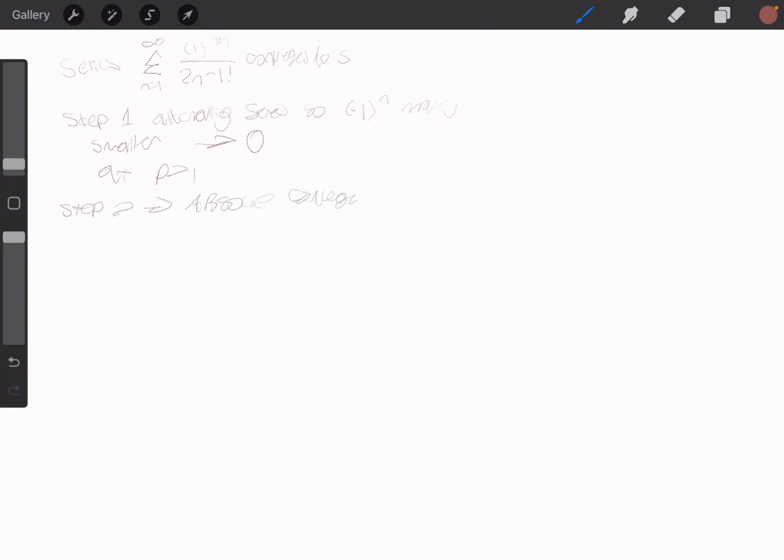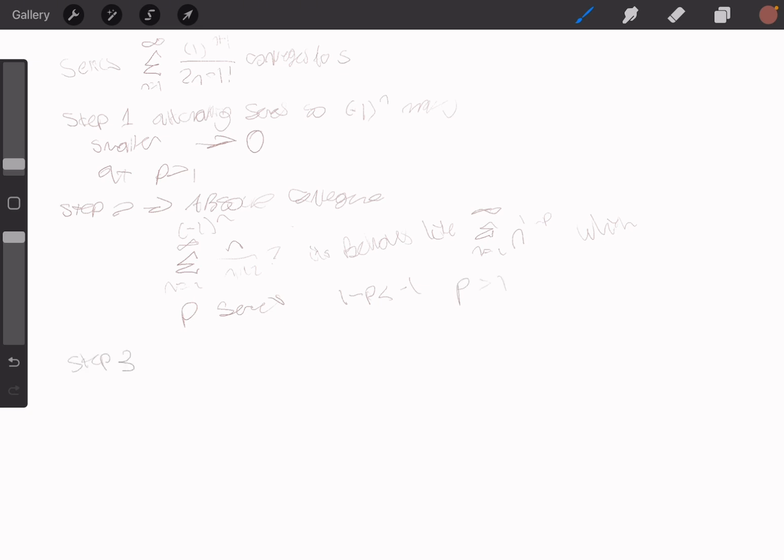Step 2, absolute convergence. Now we can ignore the negative 1, and we have to see if the series converges. Well, let me just rewrite the equation. To see if it converges there, it behaves like the sum from n equals 1 of n^(1-p), which we know is a p series. So it would be p greater than 1, and it only converges there. p equals 1, but not absolutely.